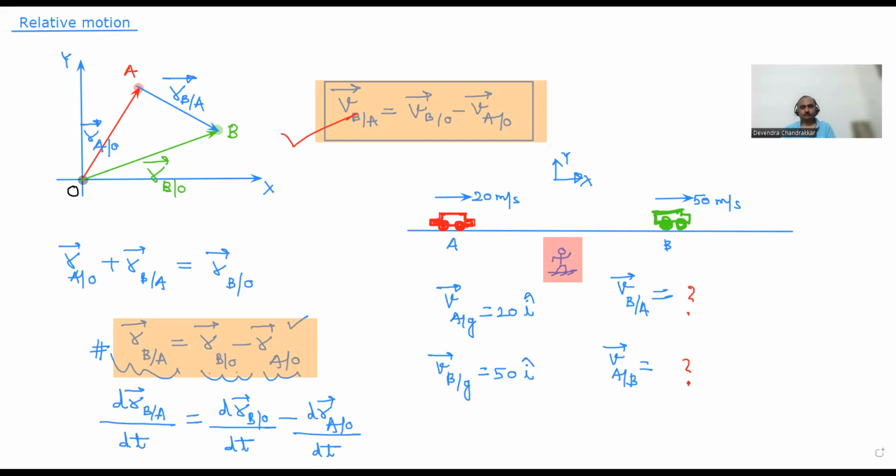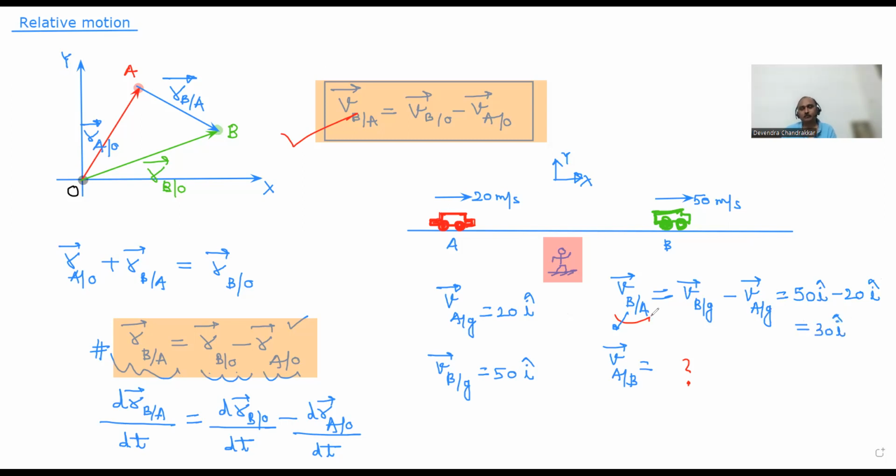चलो, so let's do it. इतना टाइम बहुत है. देखो, VBA. What will you do to find VBA? First of all, you write VBG. You subtract velocity of A with respect to ground from velocity of B with respect to ground. What is velocity of B? So it's 50 I cap minus 20 I cap. This we get as 30 I cap, right?